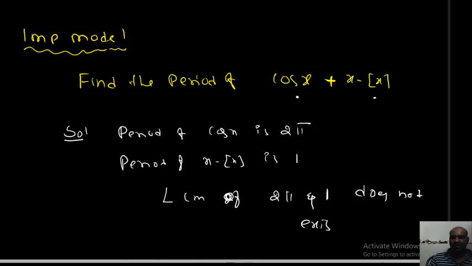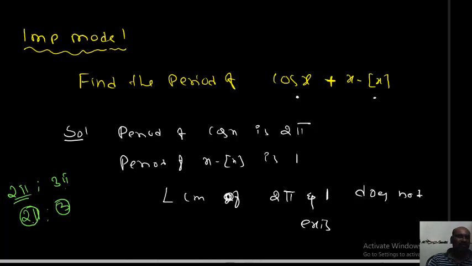Important, students: it does not exist. Why does it not exist? I will explain here. We can find the LCM of an irrational number with another irrational number. We can find the LCM of a rational number with another rational number. But you can't find the LCM of an irrational number with a rational number.